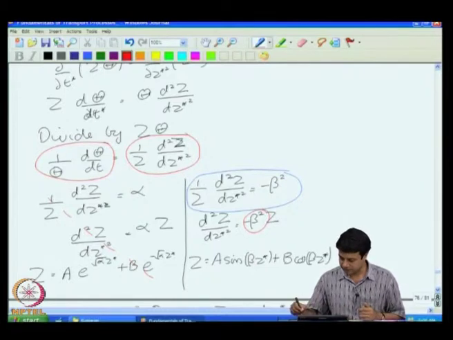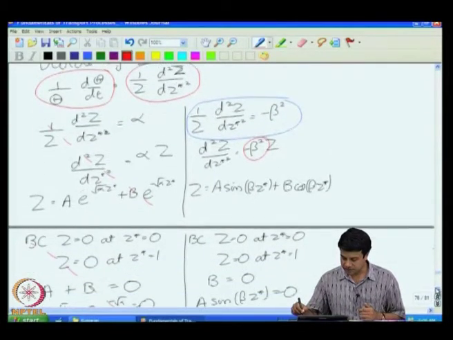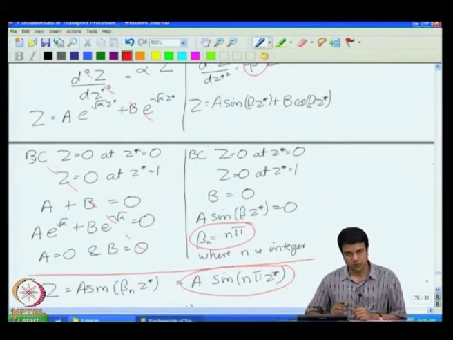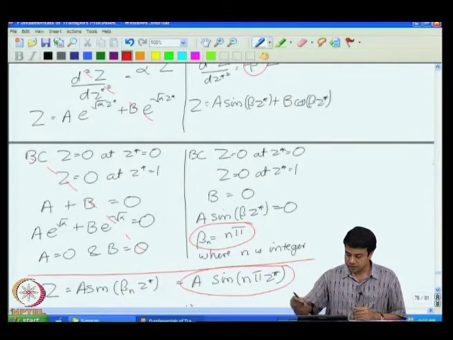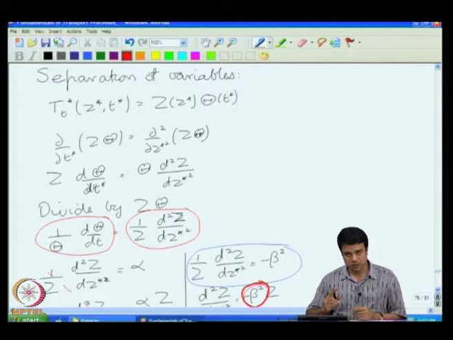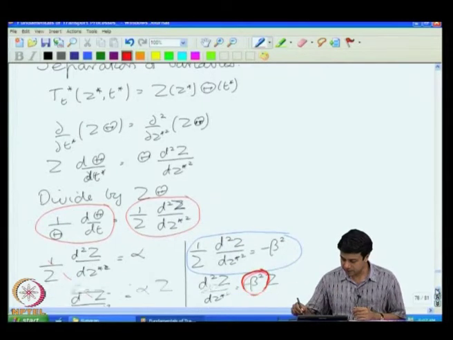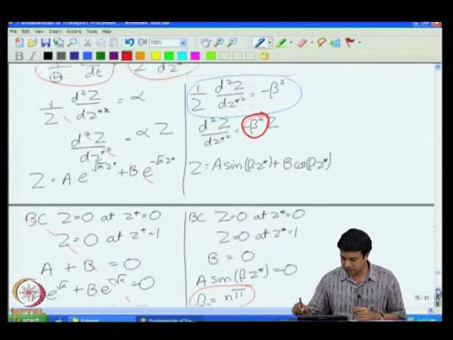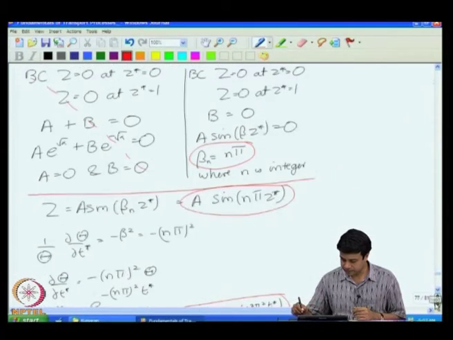If my solution is of the form sin n pi z star, then this is 0 both at z equal to 0 as well as z equal to 1, provided n is an integer. So, the boundary conditions place a restriction on this constant beta, not just on the constants a and b you get from solving the differential equations. So, these are the eigenvalues for this problem.